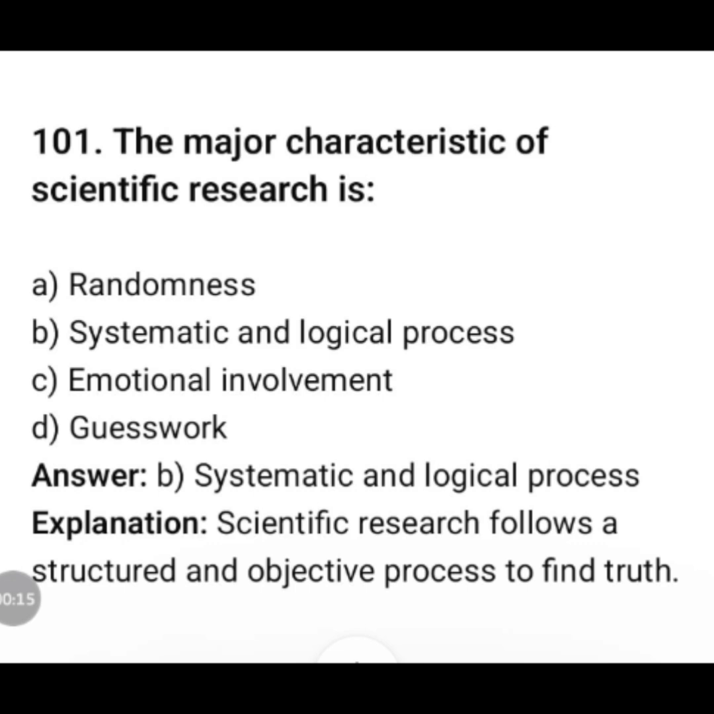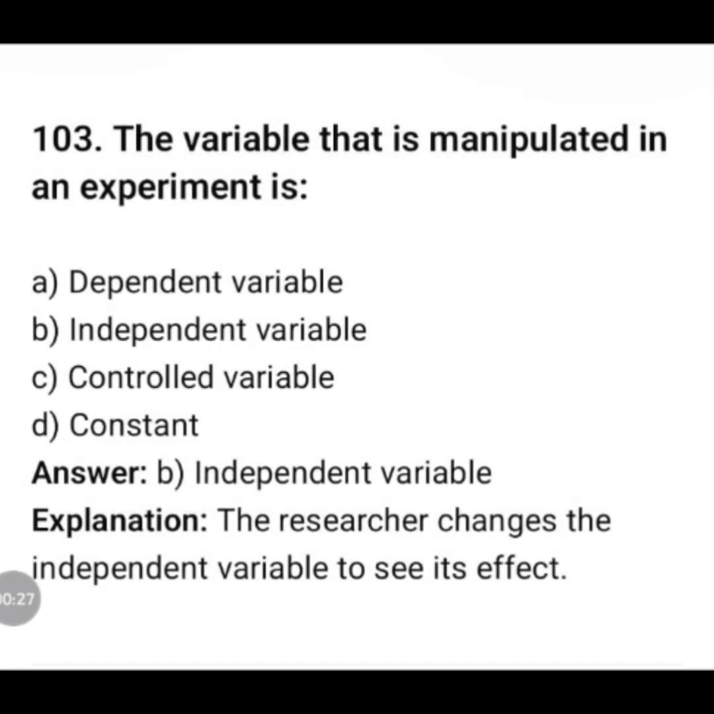The major characteristic of scientific research is randomness, systematic and logical process, emotional involvement, guesswork. The correct answer is option B, systematic and logical process. Scientific research follows a structured and objective process to find truth.